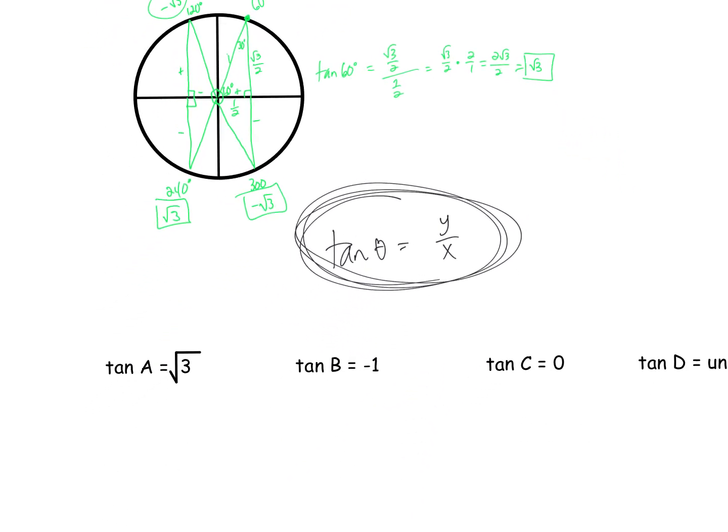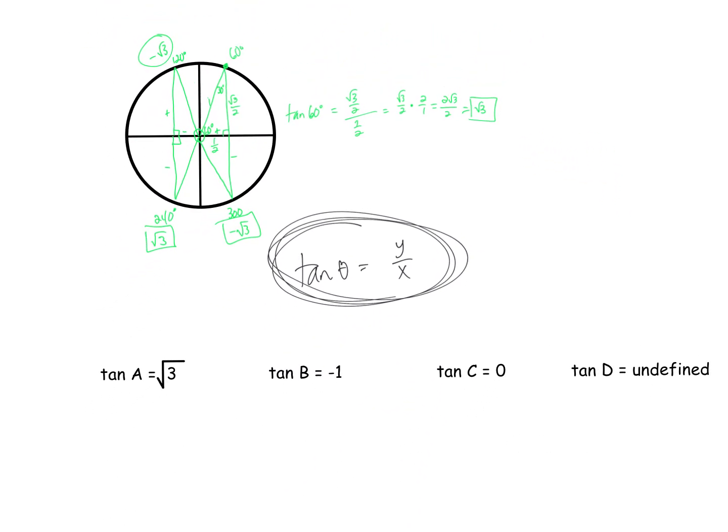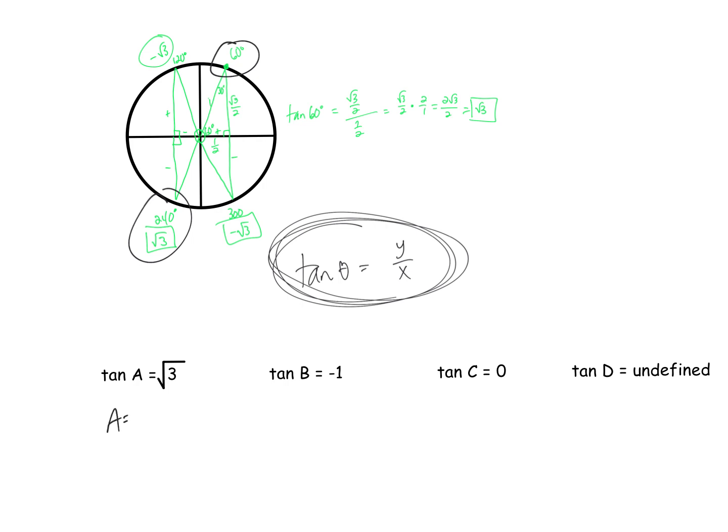So if we go through a couple of these, it says when is the tangent of an angle, we called it A, square root of 3. Well, we just looked at that. That's at 60 and at 240. It'd be negative root 3 if it was at 120 and 300. So here A is going to be 60 or 240.